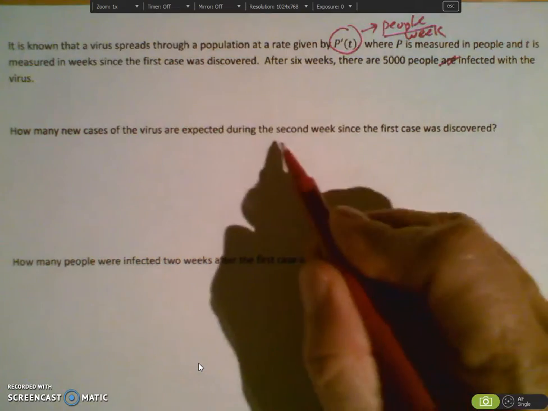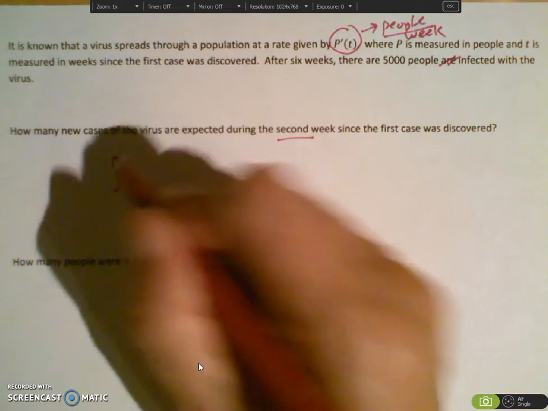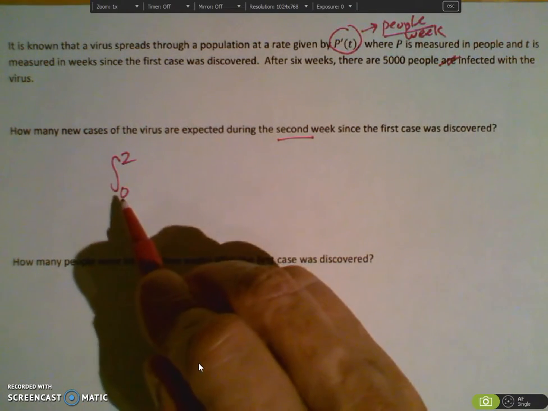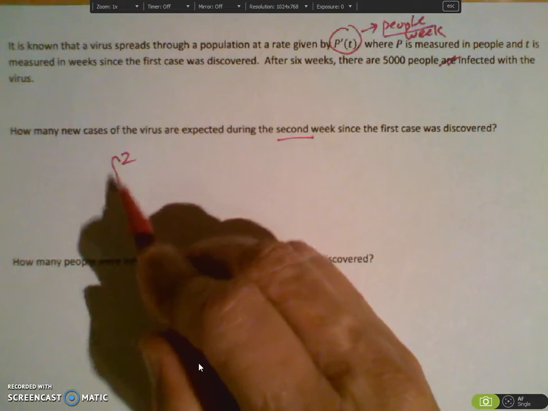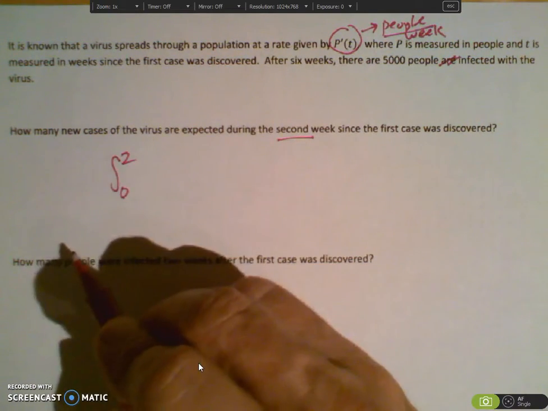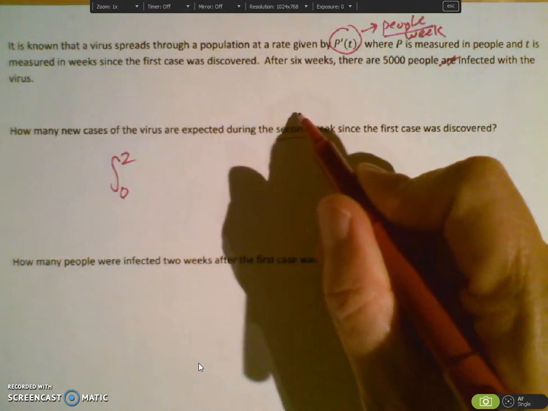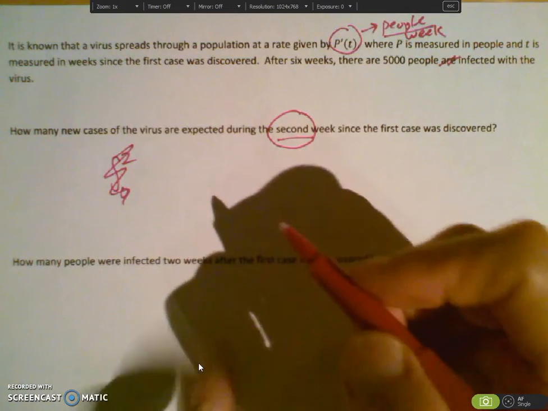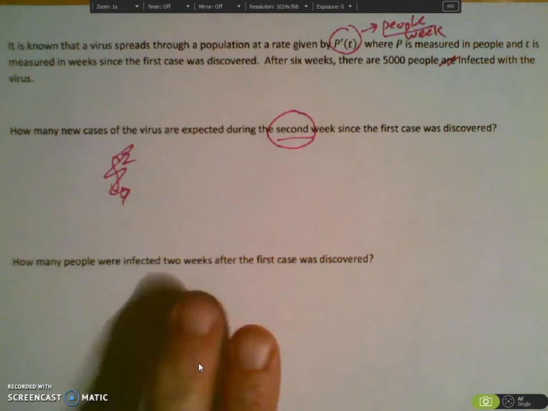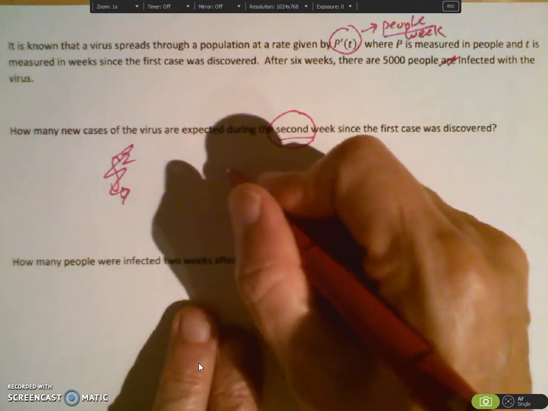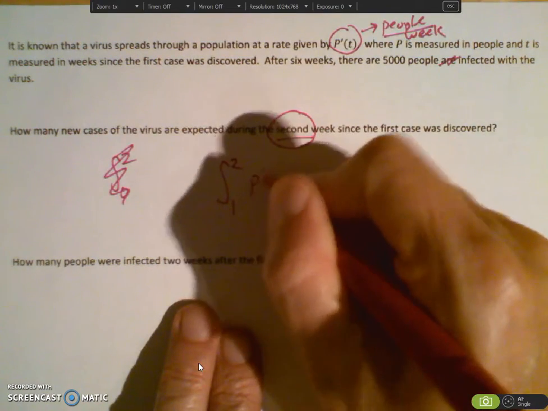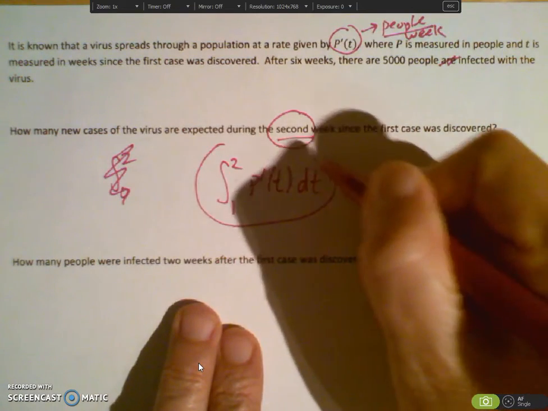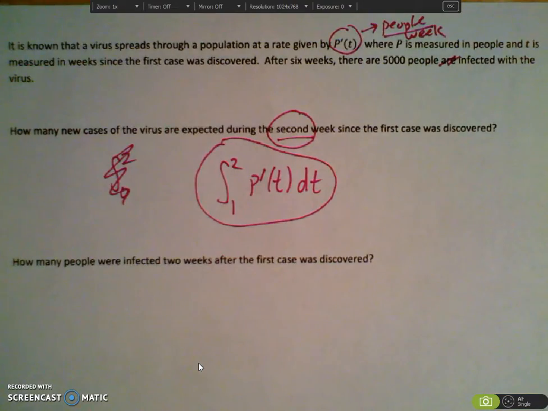A lot of students, when they read second week, assume that we need to integrate our rate from 0 to 2. But that would be a mistake, because that's giving new cases during the first 2 weeks of this epidemic. And that's not what we want. We only want the number of new cases during the second week. So, the first week goes from 0 to 1, and the second week would go from 1 to 2. So I'll integrate from 1 to 2 p prime of t dt, and that would give me the number of new cases during the second week of this epidemic.